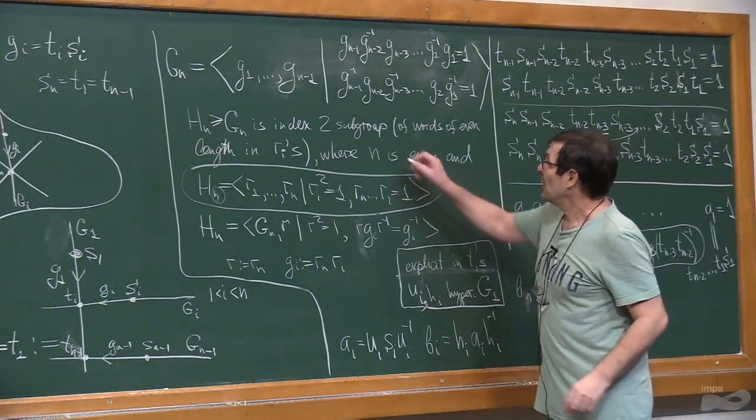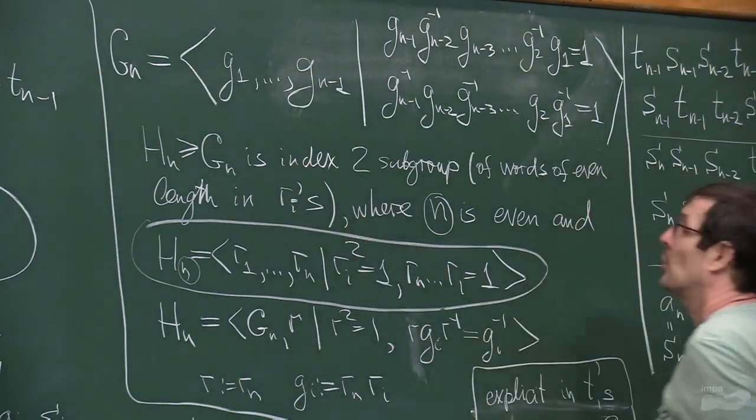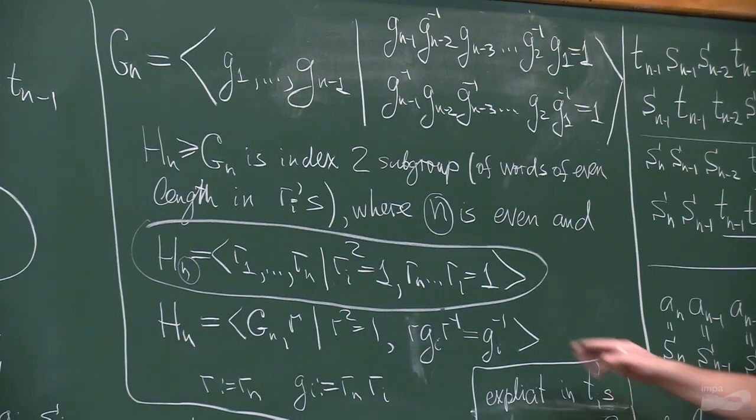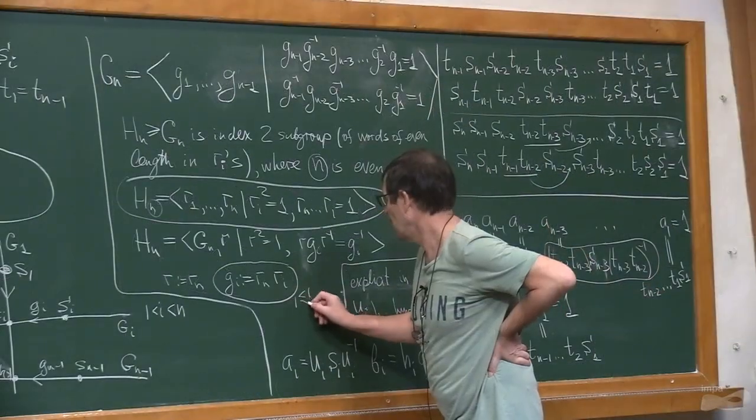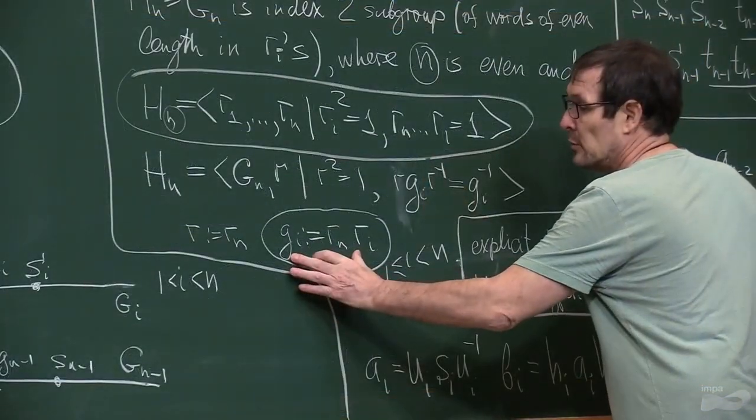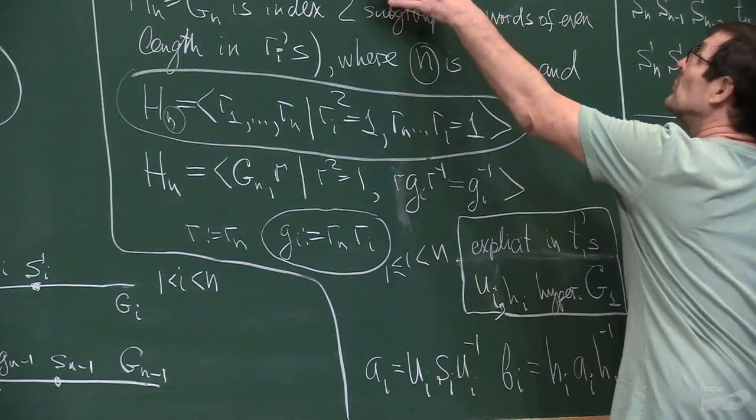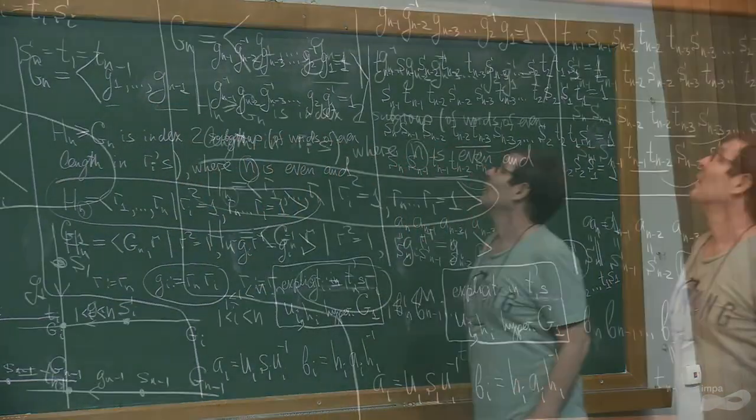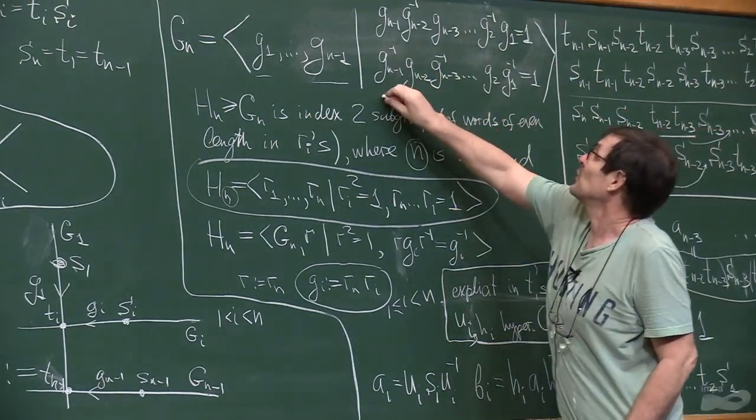So we have even N here, and we can see the subgroup of index 2, or in terms of reflections, it is the even length words in terms of reflections. So it is generated by all these g_i's, and we can just write down defining relations in terms of these generators. It is an easy exercise in elementary group theory that these will be these two relations.